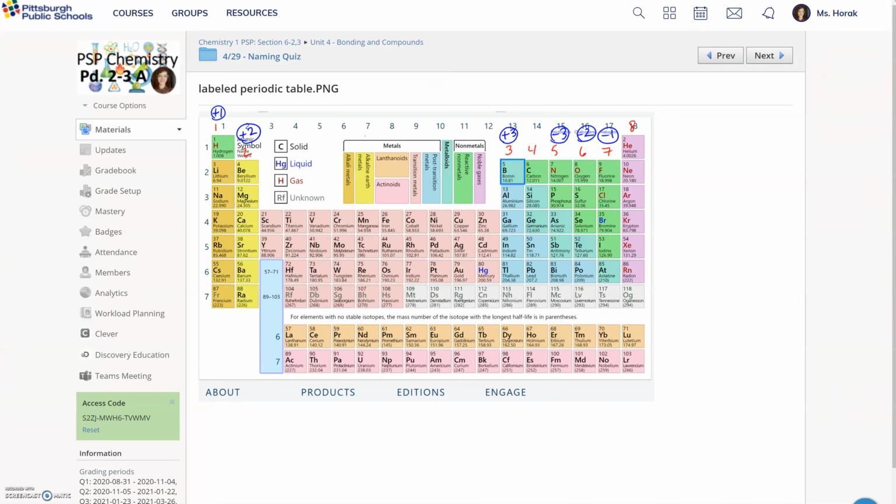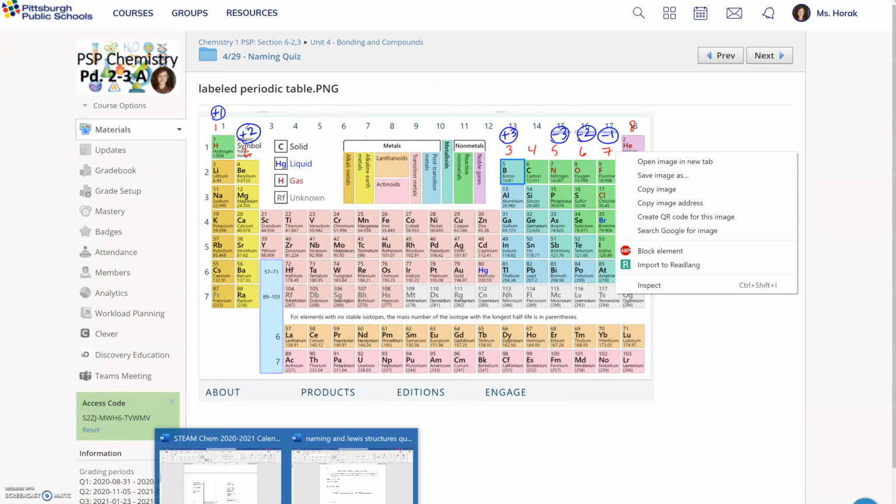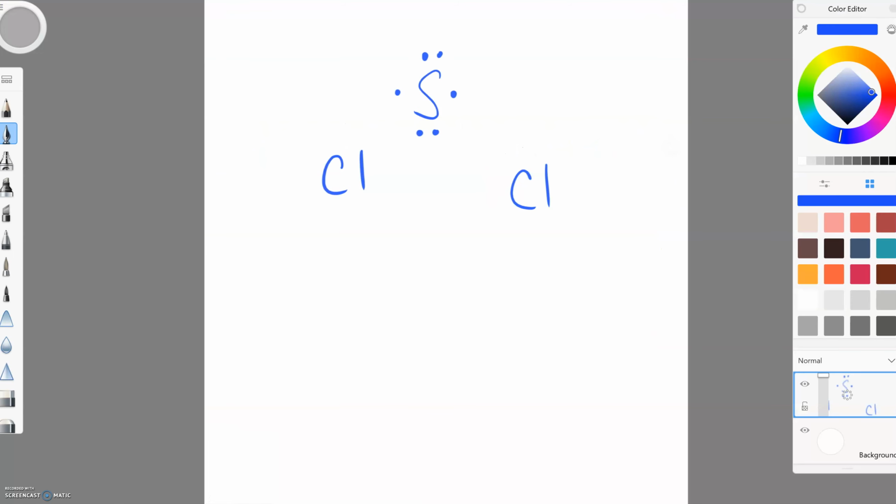And if we go back and look at chlorine, it's in the column where there's a 7 up above. So it's going to have 7 valence electrons. So each chlorine will have 1, 2, 3, 4, 5, 6, 7.